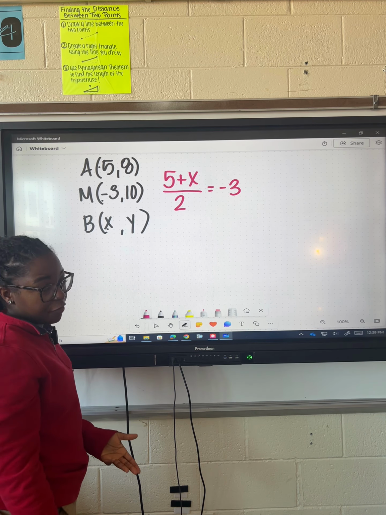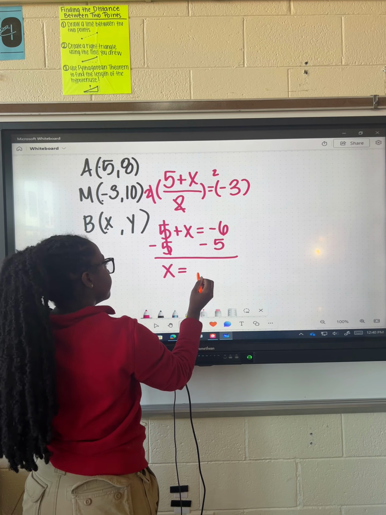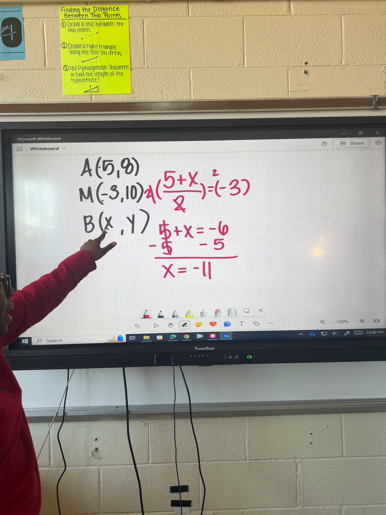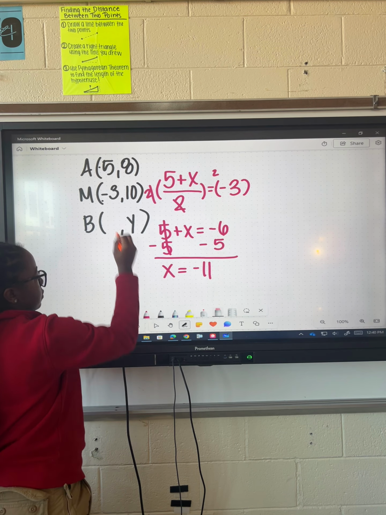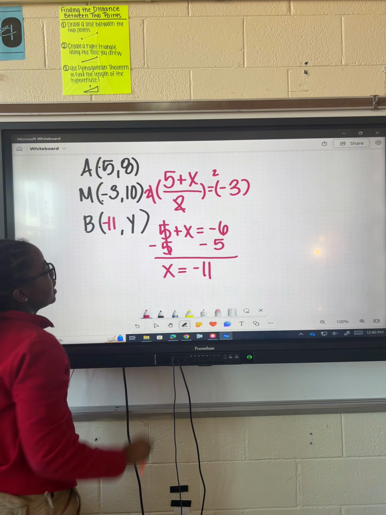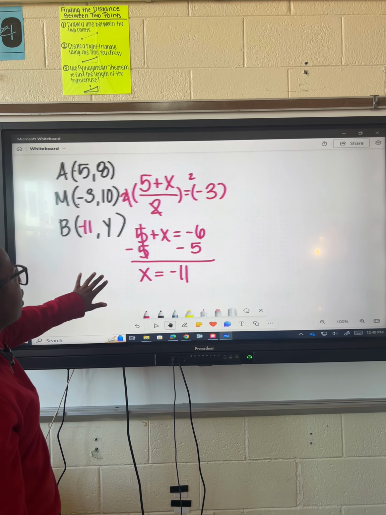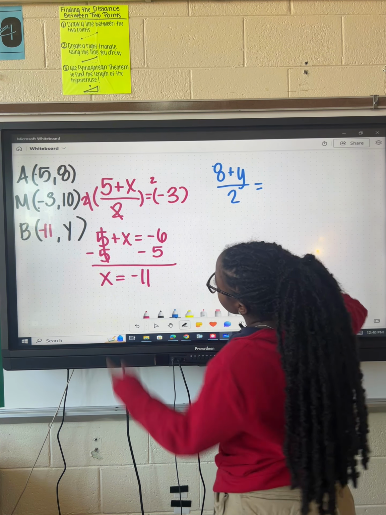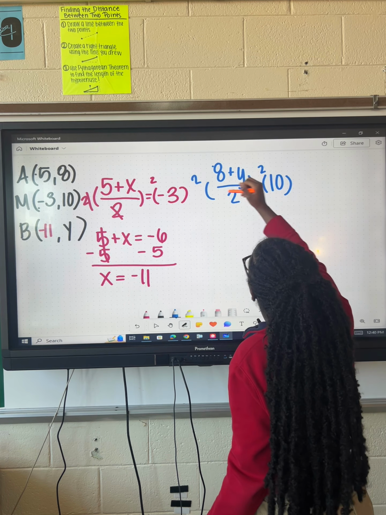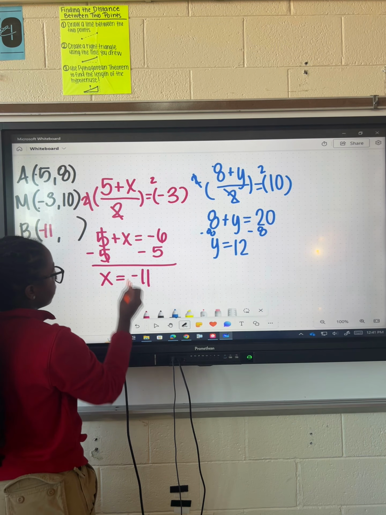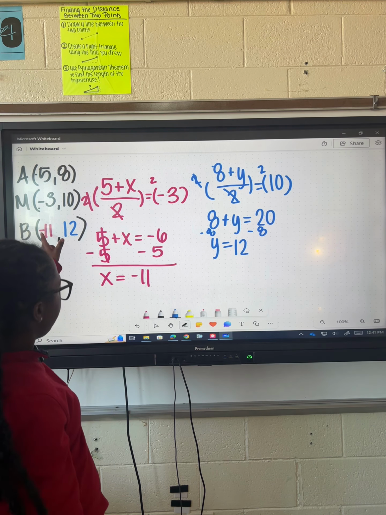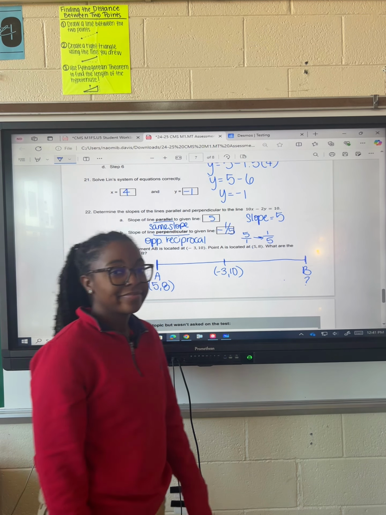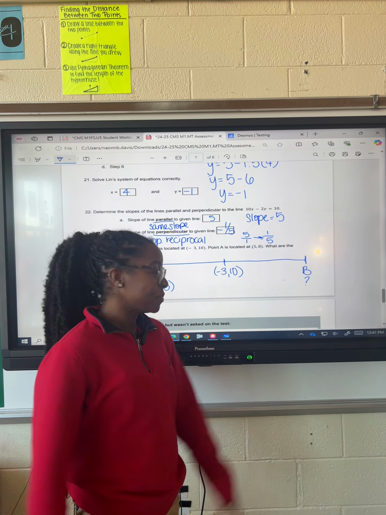Now all I got to do is solve for X. Now this tells me that the X coordinate for my B is -11. And that's it for that one. And you do the same thing for Y. 10 is my answer. My Y is 12. So I'm looking for my point to be -11, 12. C. That's it. That's the midterm.